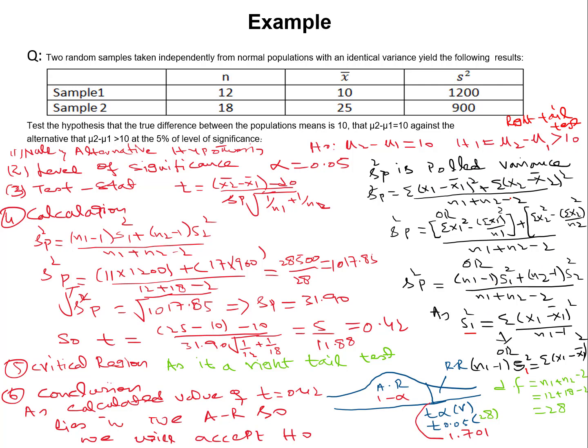Similarly, we can write for this one, because as you know, s2 square is the variance, summation (x2 minus x2 bar) whole square divided by n2 minus 1. So you can write (n2 minus 1) s2 square is equal to summation (x2 minus x2 bar) whole square. So we can also put this square deviation value, which is (n2 minus 1) s2 square.